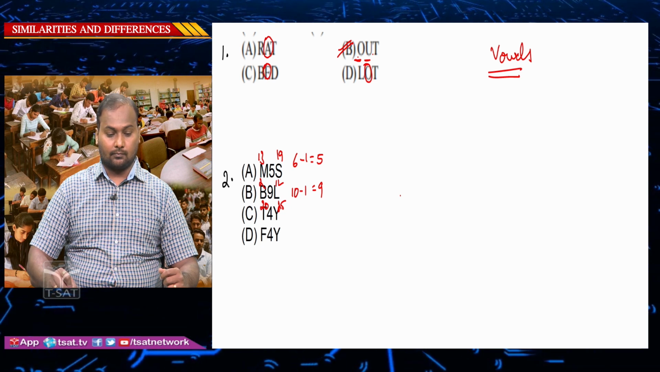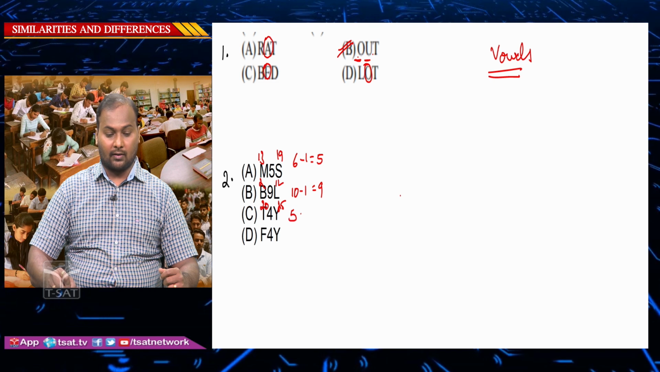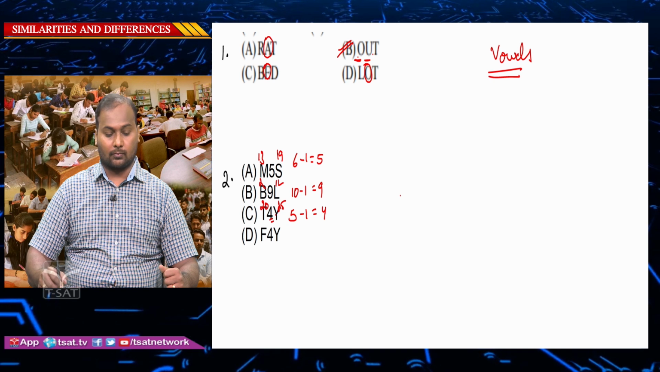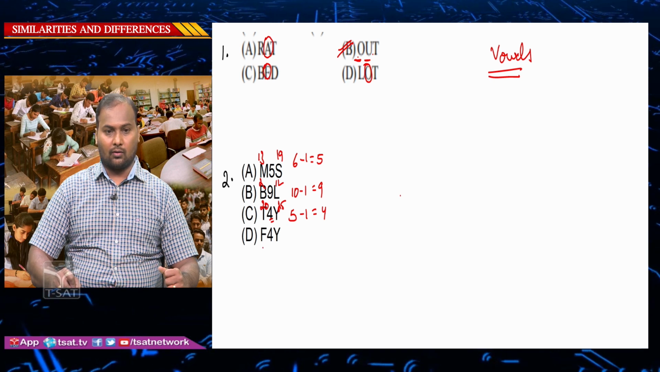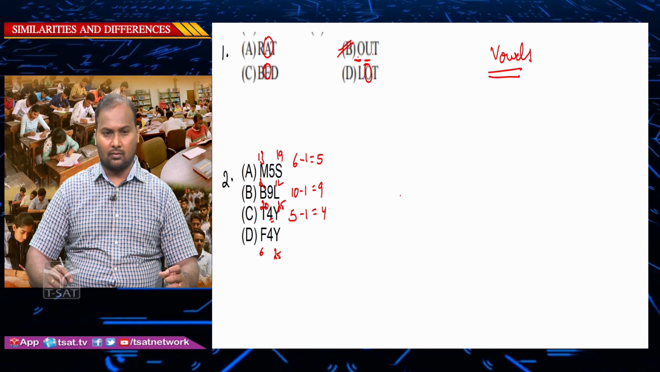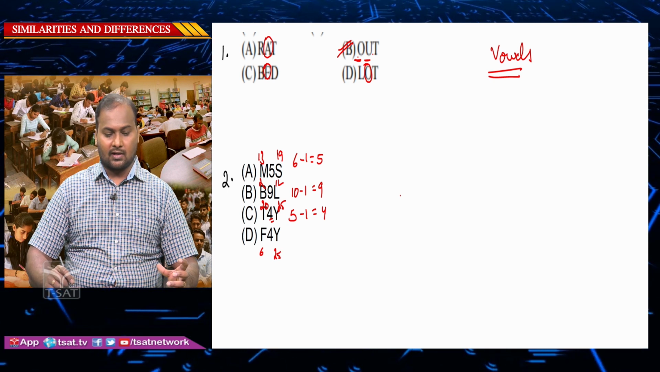That is 25 minus 20, that is 5, 5 minus 1 equals 4. And what about the center letter? It is also 4. And in coding and decoding, we know F is 6 and Y is 25.